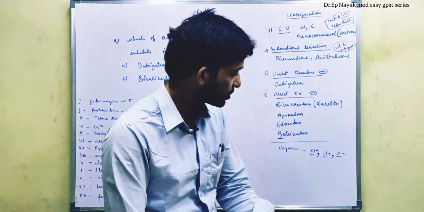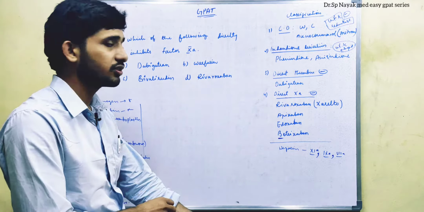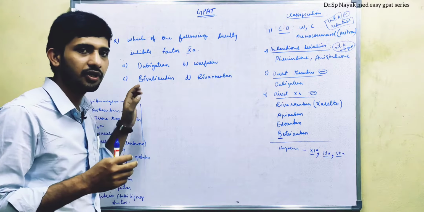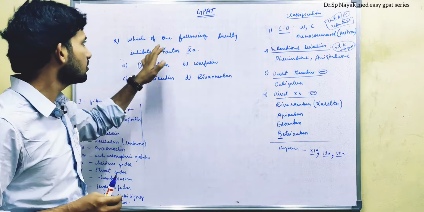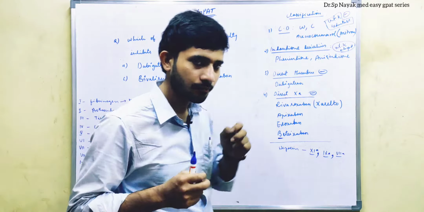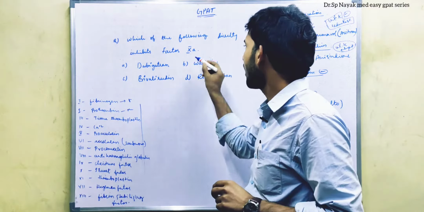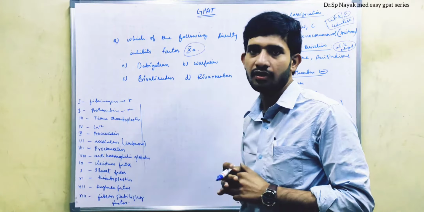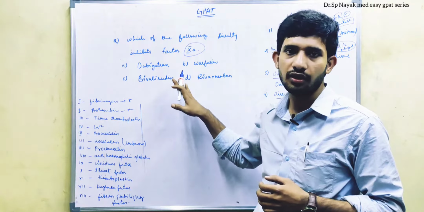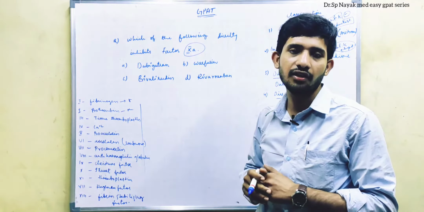In today's class, let me tell you some very important expected questions in the GPAT examination. The question on the board appeared in the 2019 examination. Let me read out the question: Which of the following directly inhibits factor 10A? Factor 10A is one of the factors in the clotting mechanism. So which of the following drugs will directly inhibit factor 10A?